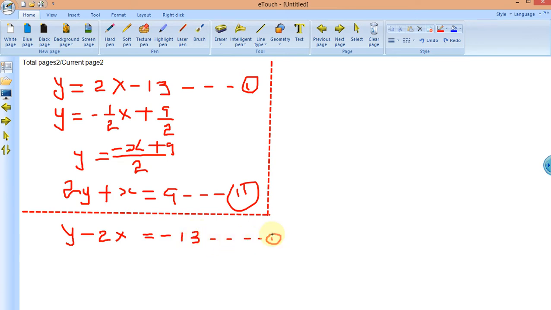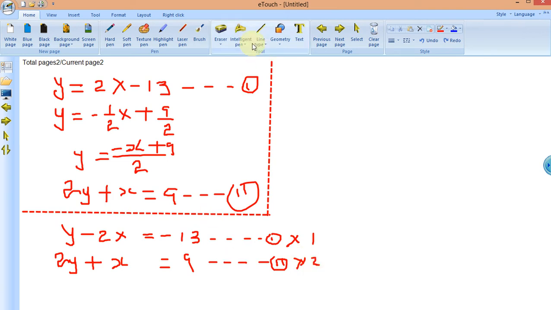And my equation 2 is this one here, and that is 2y plus x equals 9, equation 2. Now I'm going to solve the system of equations simultaneously. So I would like to eliminate x. To eliminate x, you just multiply equation 1 by 1 and multiply equation 2 by 2.